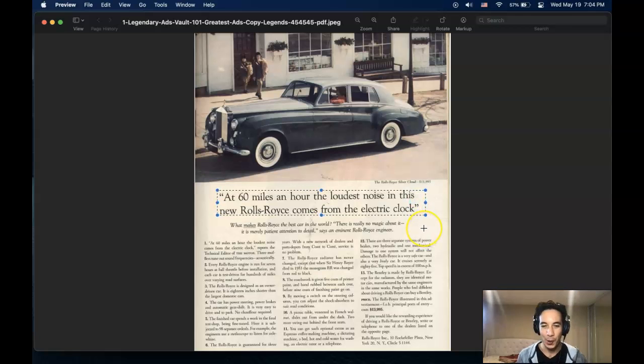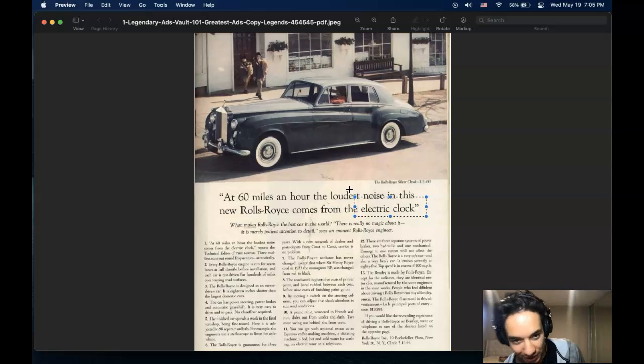At 60 miles an hour, the loudest noise in this new Rolls-Royce comes from the electric clock. So you can tell the whole angle of this ad is how quiet this car is, no matter how fast you go. The way they paint that picture is by using something like an electric clock, which is very, very quiet. Usually cars back in this era were loud and powerful, but it wasn't the quiet experience we usually get in modern days.